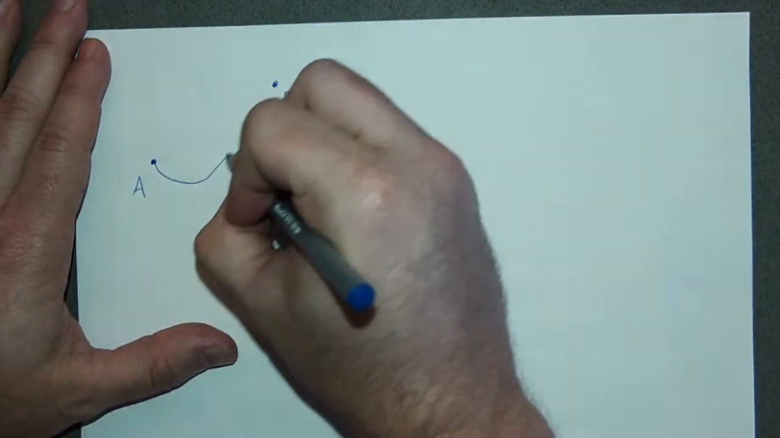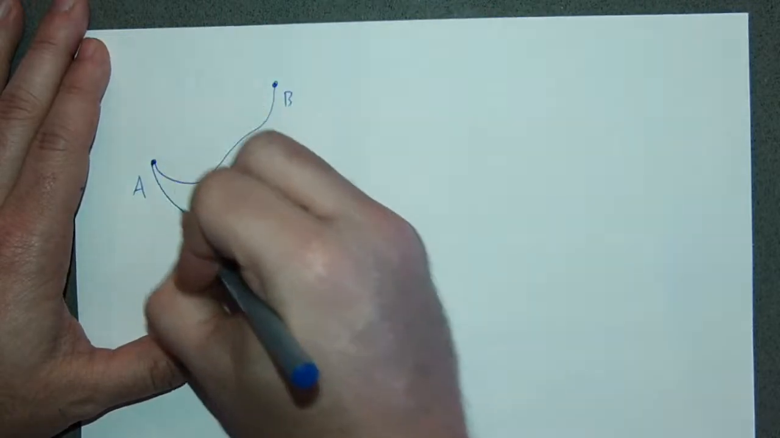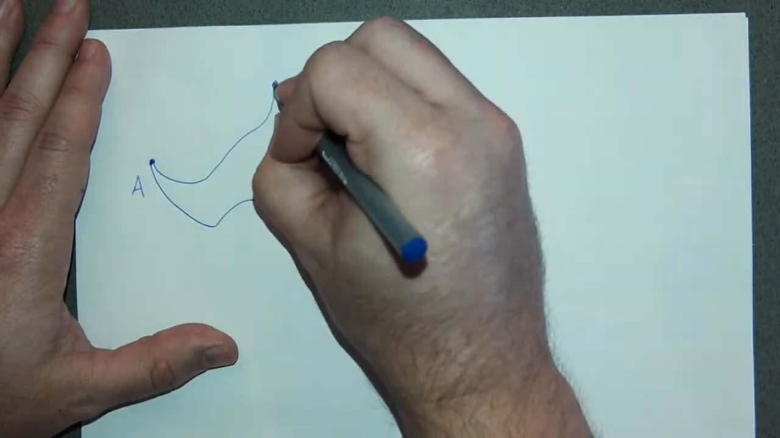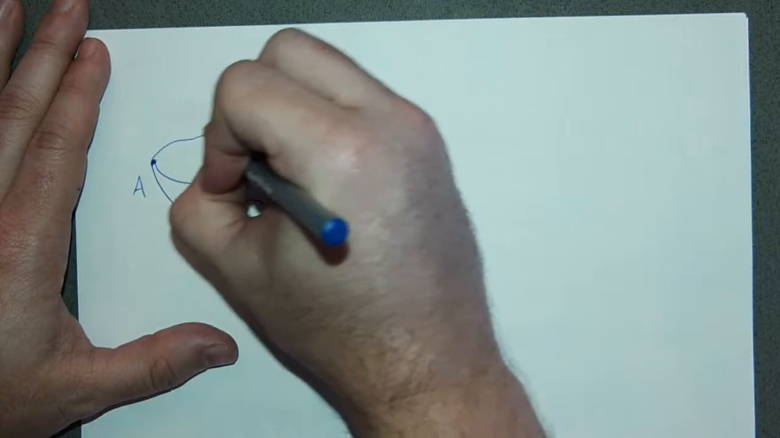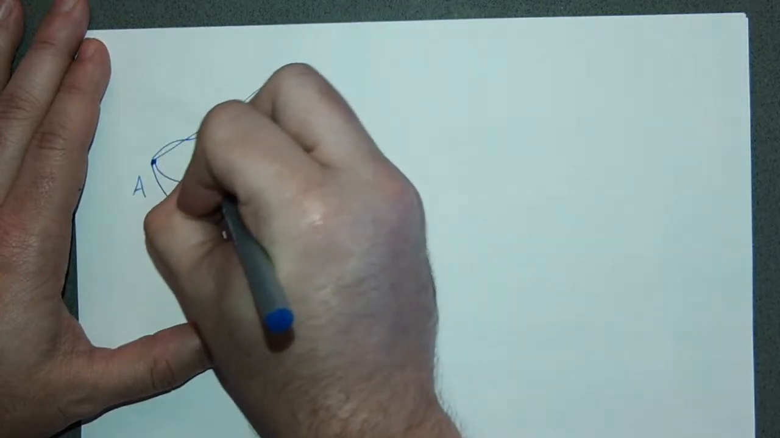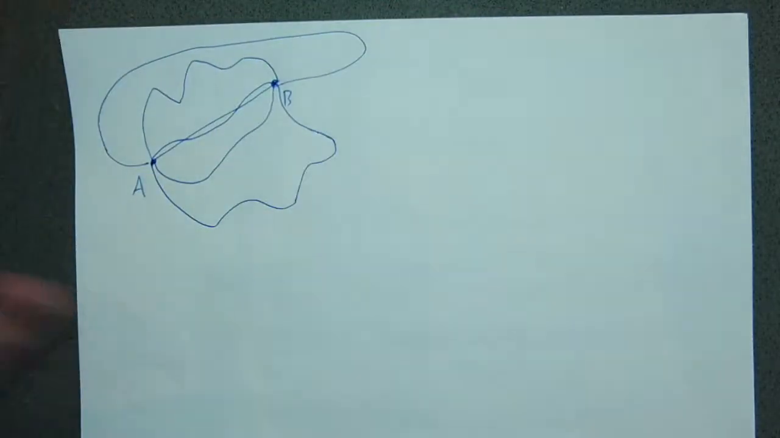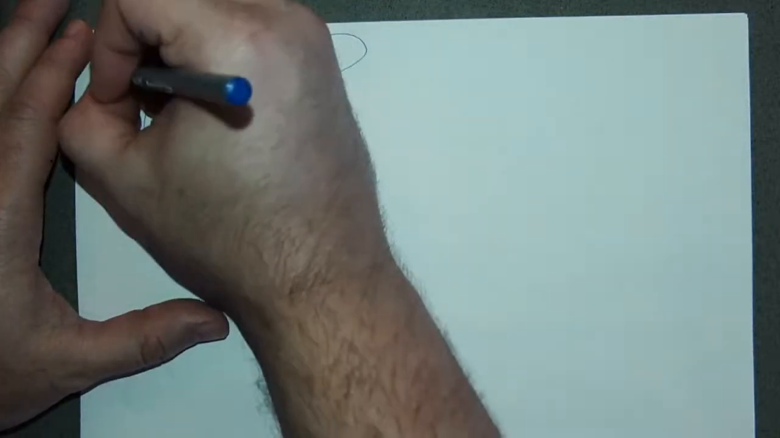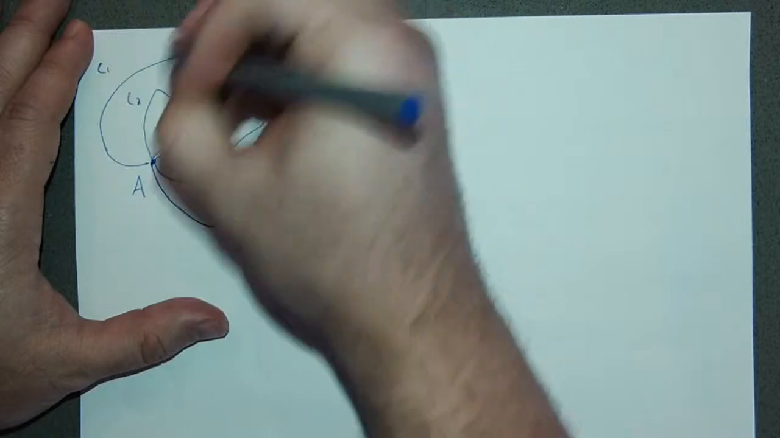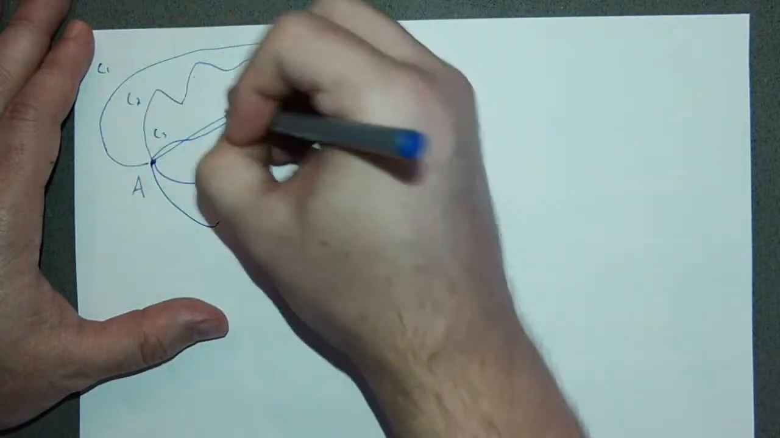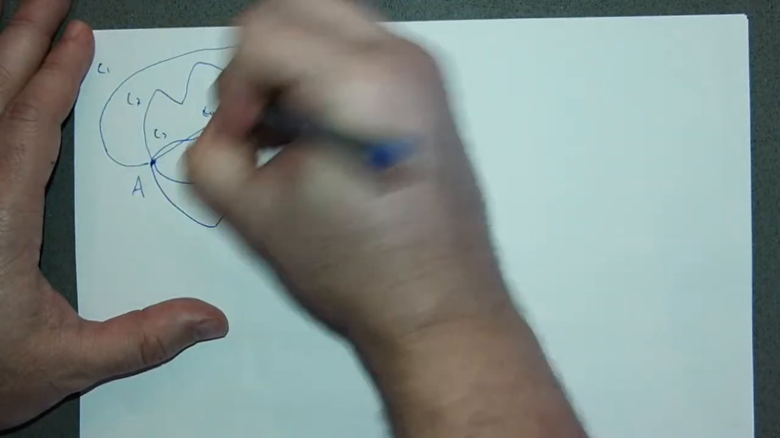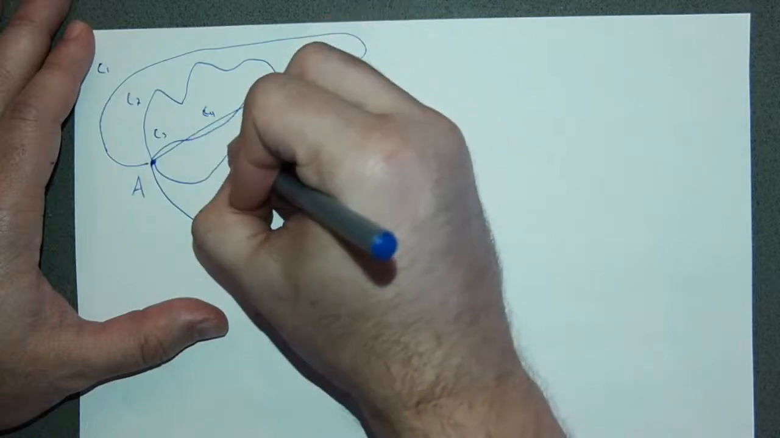If I have a bunch of different curves here, okay, I'll do one more. All right, there's a bunch of different curves connecting those 2 points. I'll label the curves. We'll say C1, C2. We'll make C3 the curvy thing. C4 will be the line connecting A and B, or that line segment.